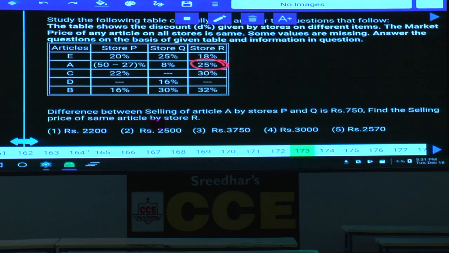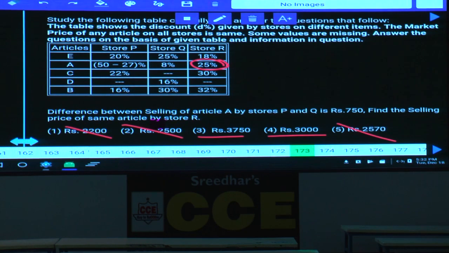25% discount. Then selling price becomes 75%, 75% of its market price. 75 is a multiple of 3, so the answer should be a multiple of 3. Is your first option a multiple of 3? Second option? Third option? Fourth option? Fifth option? Answer is either third or fourth.